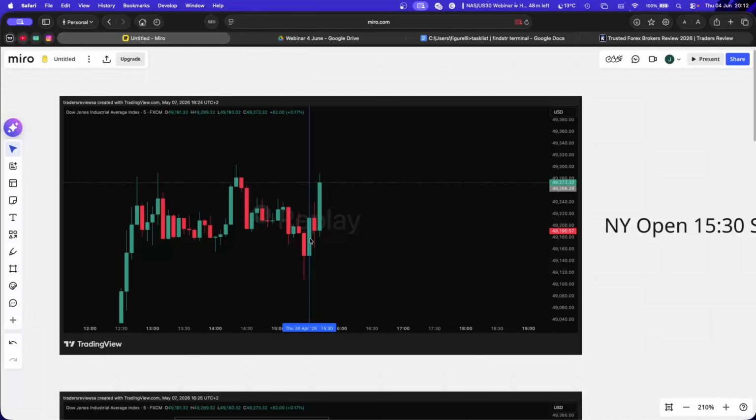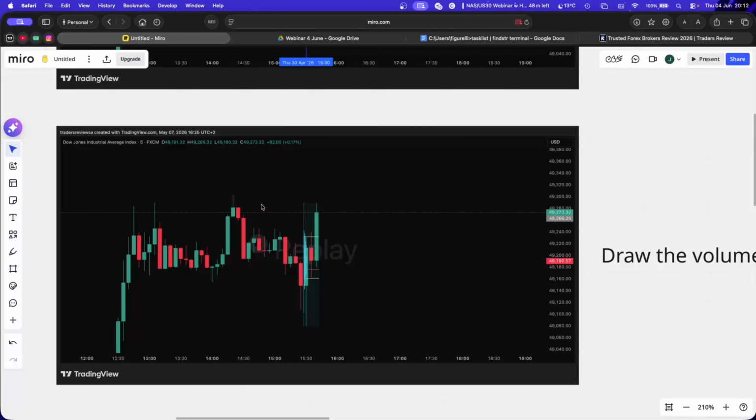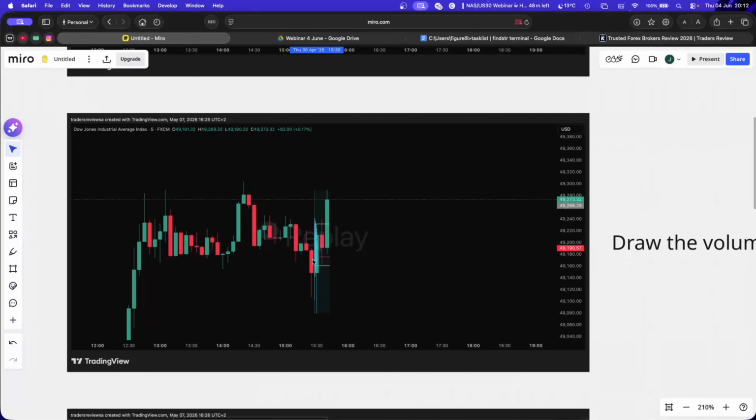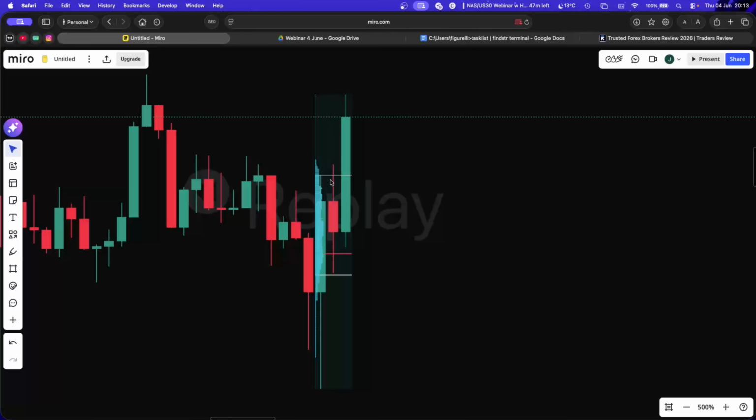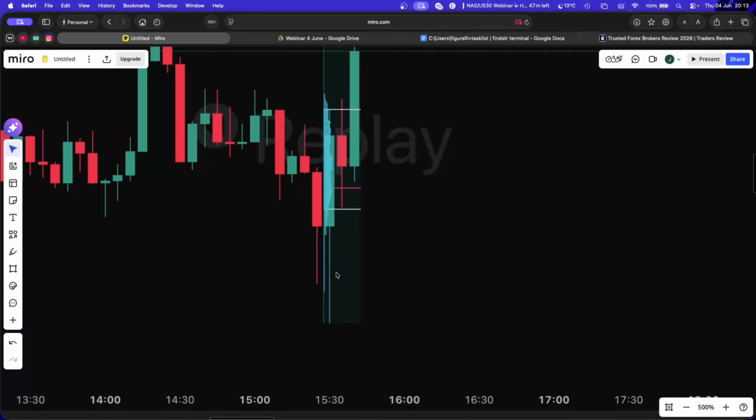So we're going to mark out the first 15 minutes, candles 1, 2, 3. Then we're going to grab our volume profile indicator, and you will see it will give you something like this. We have a bottom line, a red line, and a top line. This is the fair value high, this is the fair value low, and the red line is going to be your point of control. Those are the important lines you need to look out for.